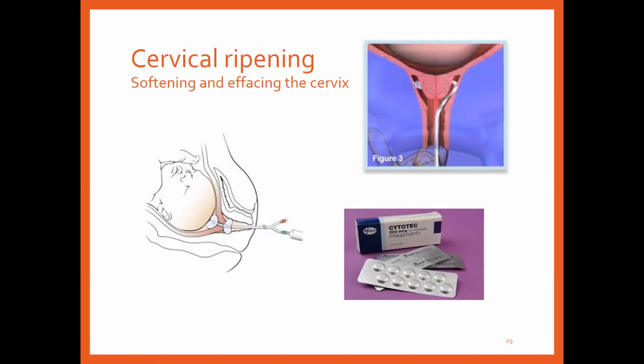Cytotec can also be given in cases of hemorrhage to actually clamp down on the uterus to stop the bleeding. So we give it to start labor, and we can also give it to kind of slow or stop labor as well. Or not really stop labor, I guess. It'd be to stop the hemorrhage from labor.